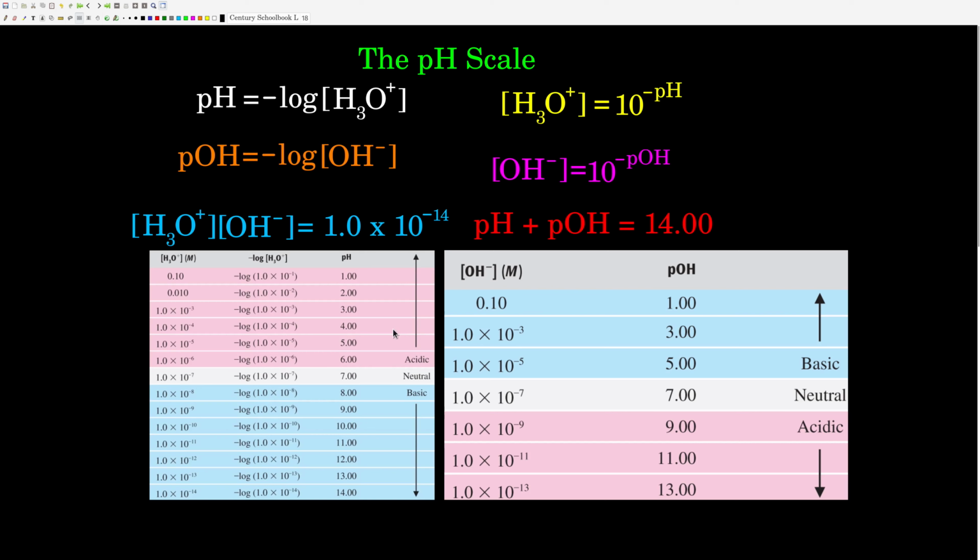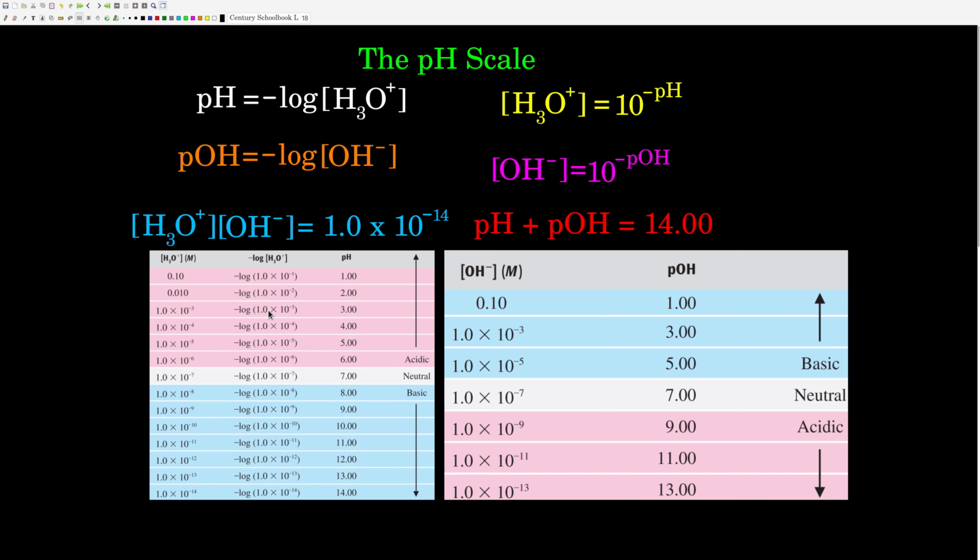So if we look at the pH scale, a pH of 7 is neutral because that means the concentration of hydrogen ion is 1 times 10 to the minus 7th. Any pH higher than that, so as you take the negative log of a smaller number, you get a larger result, is basic, and likewise any pH less than 7 is acidic.